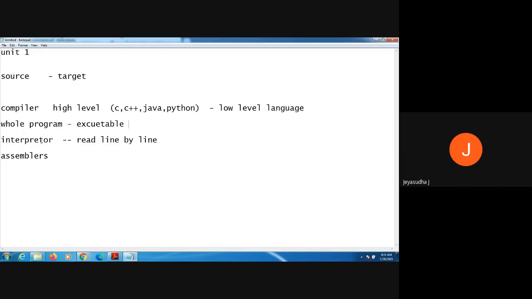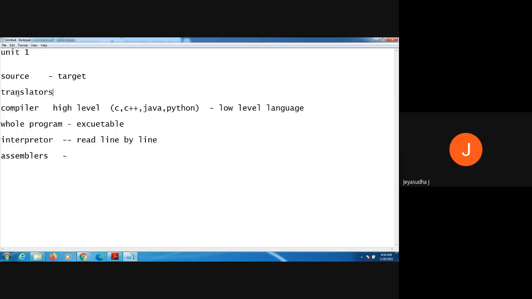The interpreter will read line by line and convert it to an executable code. But in the case of a compiler, you will take the whole program and convert it to an executable code. So my source and target, as I said, for compiler and interpreter, are going to be the same. You take a high level language and convert it into a low level language. In the case of an assembler, it is also just a translator. All these three things come under a topic called translators.